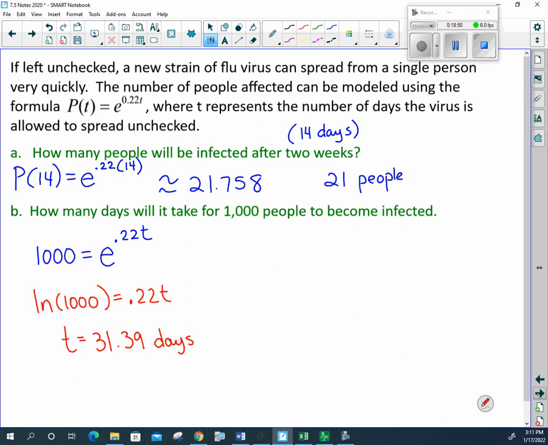So you can see how that's increasing exponentially. After 14 days, it was only 21 people, but at 31 days, which is like 10 days later, now you're at 1,000. So you went from, in 14 days, only 21, but then in another 10 days later, it was up to 1,000. So you can see how that's spreading exponentially.